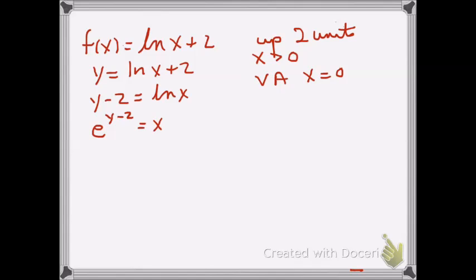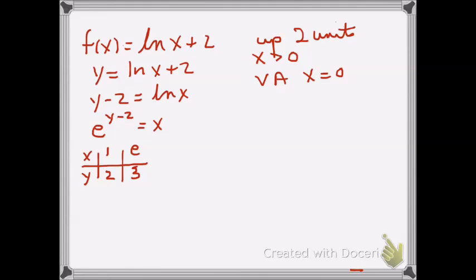We'll just get a couple of points because we already know the vertical asymptote is x equals 0. So an easy number to put in for y would be 2. 2 minus 2 is 0. e to the 0 is 1. We can put in y equals 3. 3 minus 2 is 1. And we end up with just x equal to e, which is approximately 2.7.